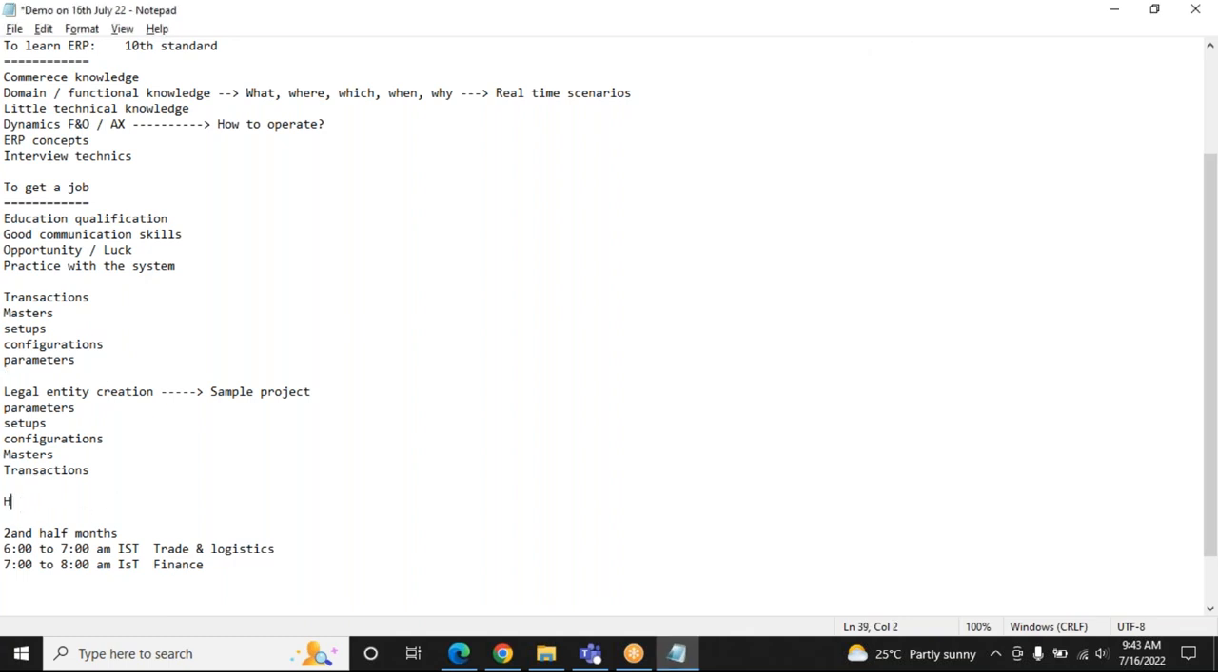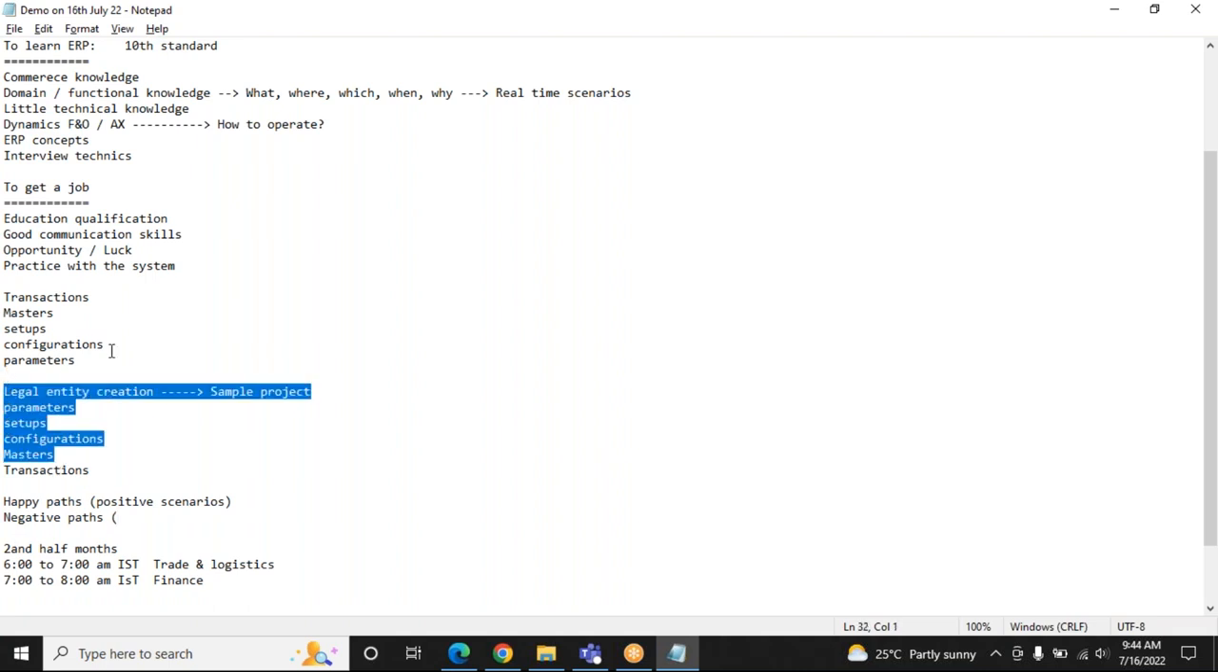And you are going to learn happy paths, means positive scenarios, and the negative paths, means do mistakes and understand the error message, what it is saying, and rectify the system. That is your task. So your task is this one. But you are going to learn transactions as well.